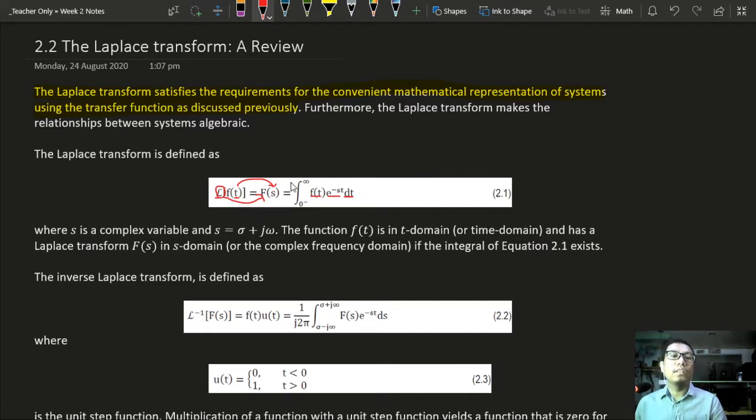Now, here we take note that s is a complex variable and is equal to sigma plus j omega. So we remember this pa kasi later on, gagamitin natin yan as part ng discussion natin sa mga later topics. So the function f of t is in time domain and has the Laplace transform F of s in s domain. Now, s domain is also called the complex frequency domain. So yun yung mga notations natin.